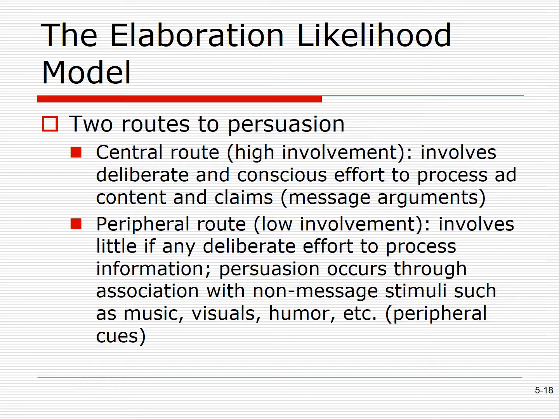In low involvement situations, we tend to be more persuaded by the peripheral route. The peripheral route involves little, if any, deliberate effort to process information. Rather, persuasion occurs through association with non-message stimuli, such as music, visuals, humor, and so on. These are called peripheral cues. So in a beer ad, a low involvement purchase, the persuasion process is dominated by telling jokes, having catchy music, having emotional messages that will simply cause me to form positive associations with the brand, and that's persuasion, as opposed to specific message or attribute related claim.